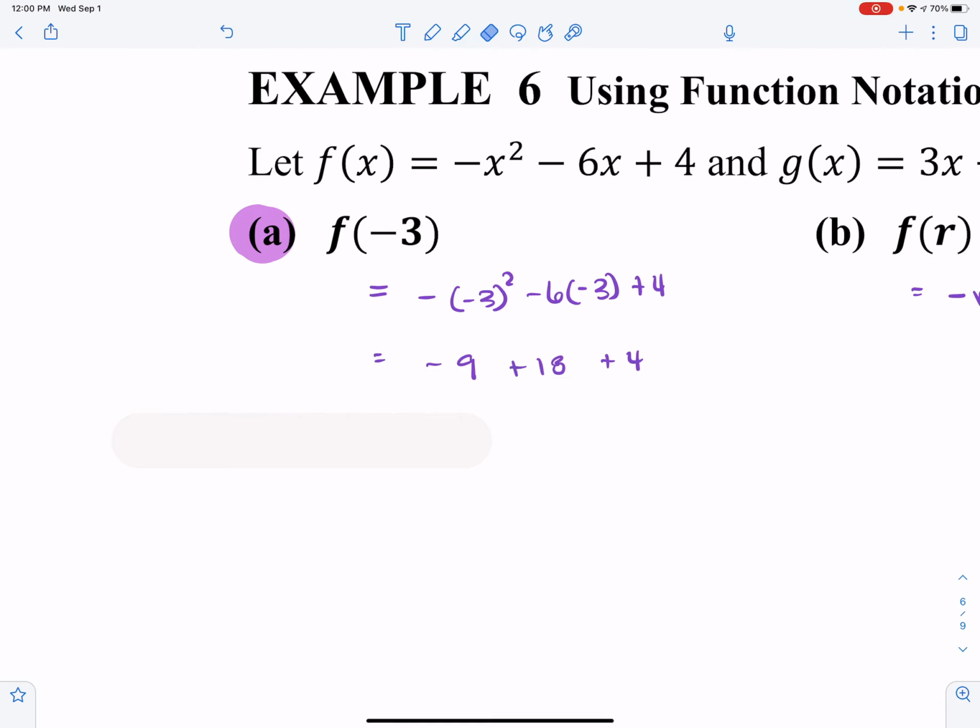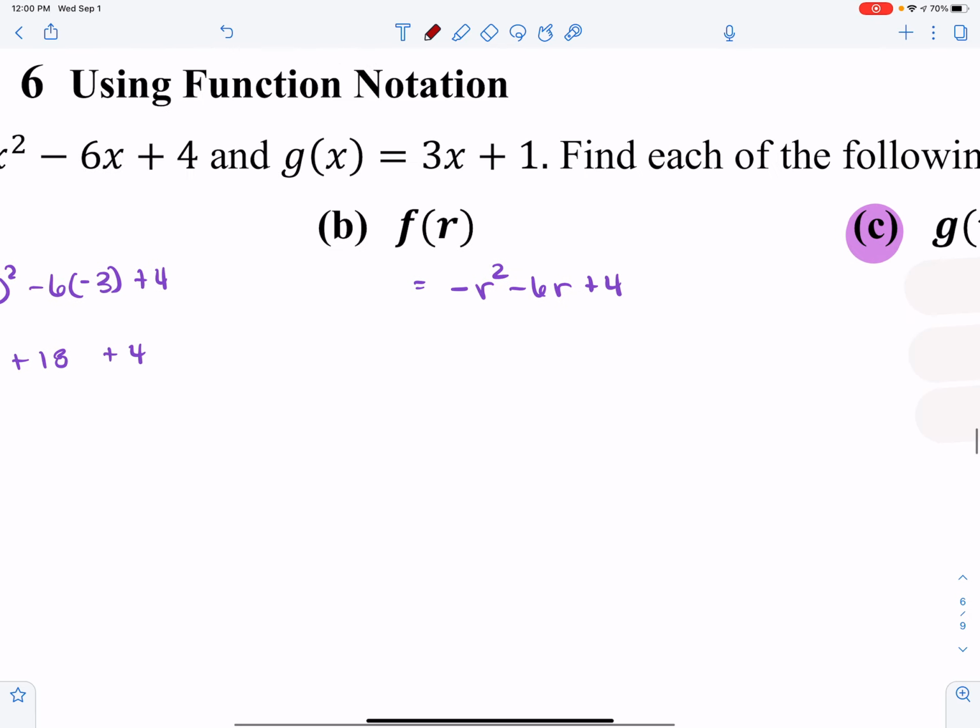So you have a -9 plus an 18 plus a 4, which is going to equal 13. So f of -3 is equal to 13. Another way to think about this is that the x value equals -3, the y value equals 13.